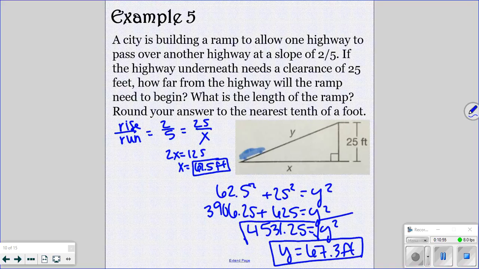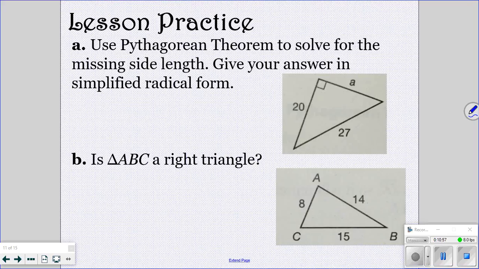All right, so we're going to look at some practice problems now. So y'all pause the video and try these two, and then we'll go over them. So we're going to use Pythagorean theorem to solve for A, and it says put your answer in simplified radical form.